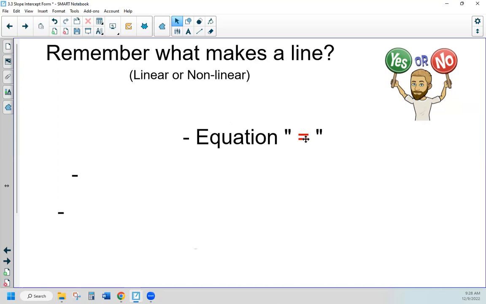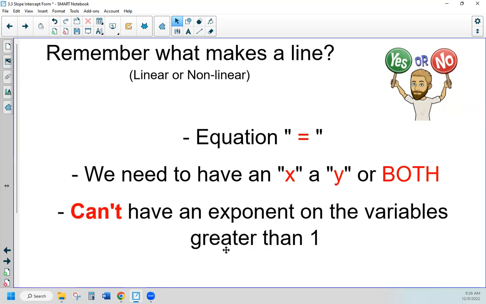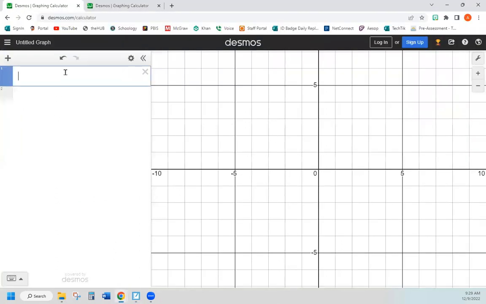Obviously, an equation needs to have an equal sign. We need to have an X, a Y, or both. So we could just have an X, we could just have a Y. Most of the time, we're going to see it with both, right? And lastly, we cannot have an exponent on those variables that is greater than 1, all right? So if I take you really quick to Desmos to show you just a little reminder of what we're doing.